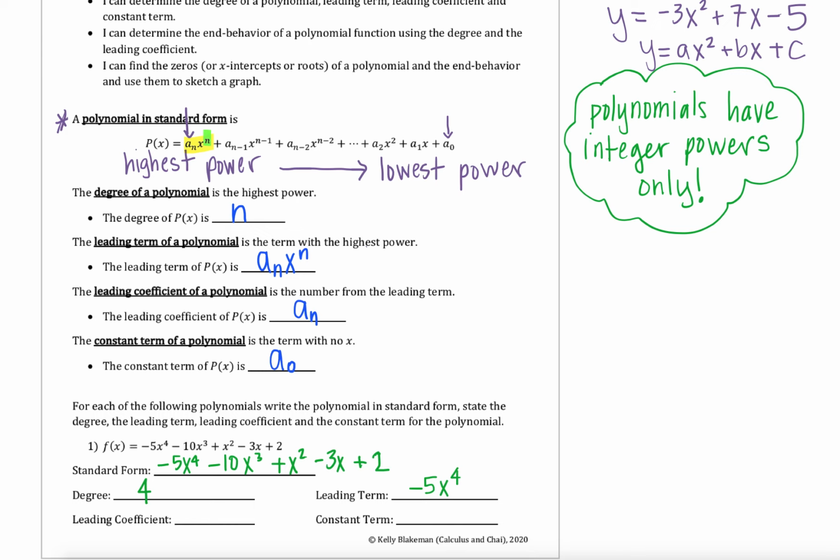What about the leading coefficient? Remember, the leading coefficient is the number that we get from our leading term. Since our leading term is negative 5 times x to the fourth, then our leading coefficient is going to be negative 5. And lastly, our constant term. What would our constant term be? So our constant term is the term with no x, so in this case, our constant term is that 2 at the very end of our polynomial.